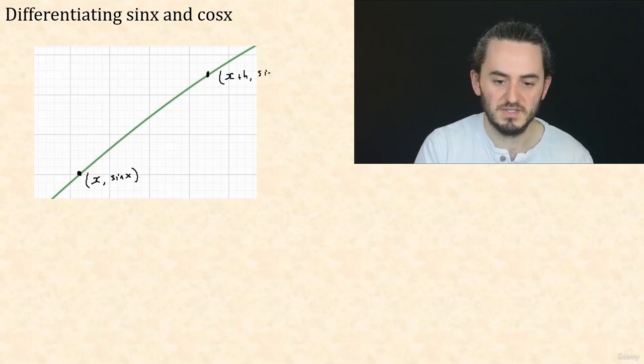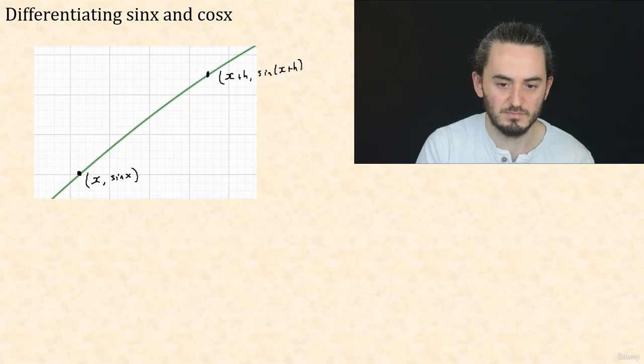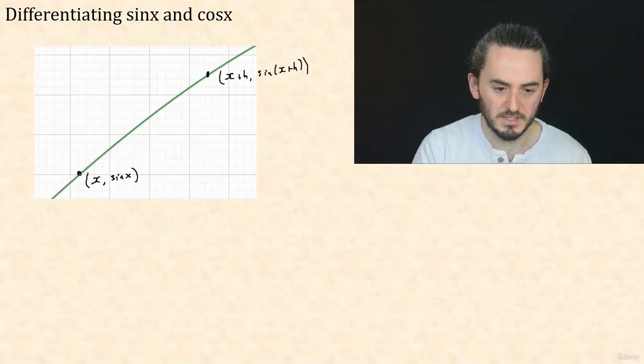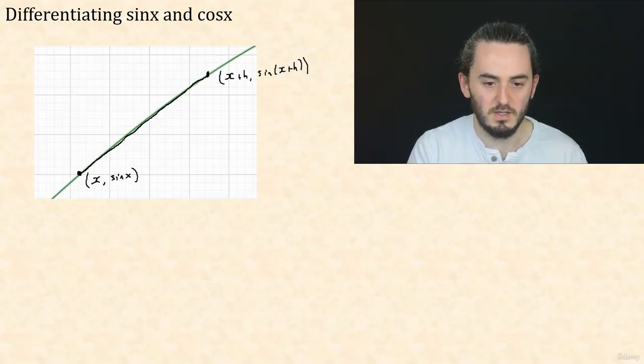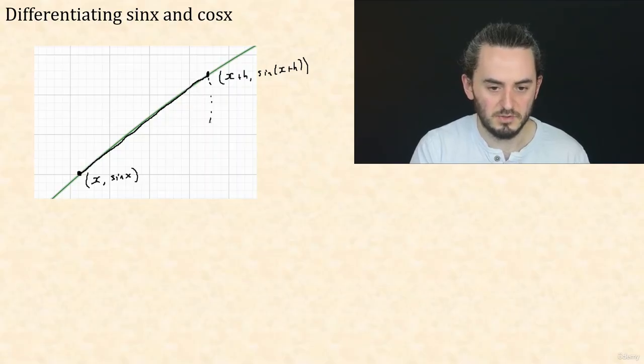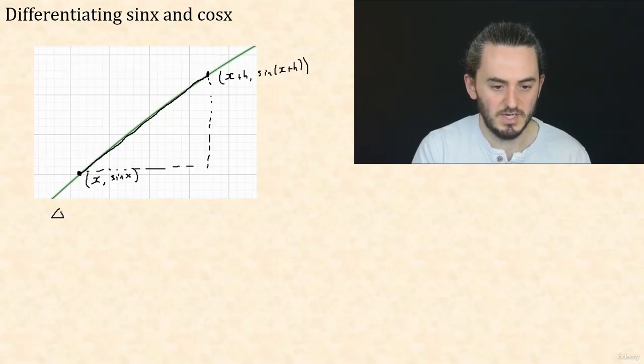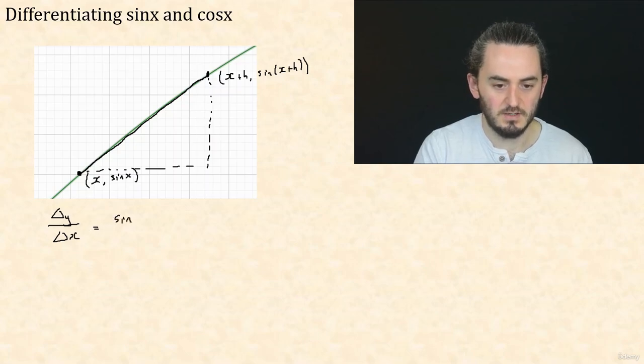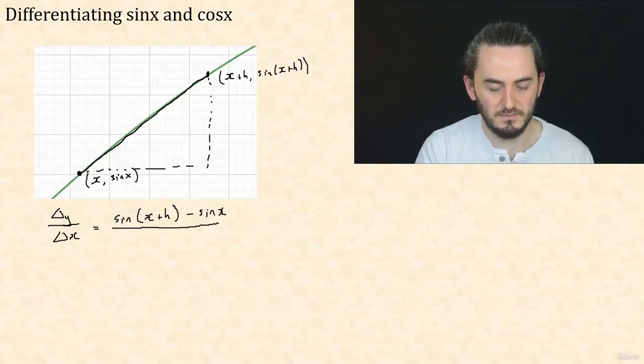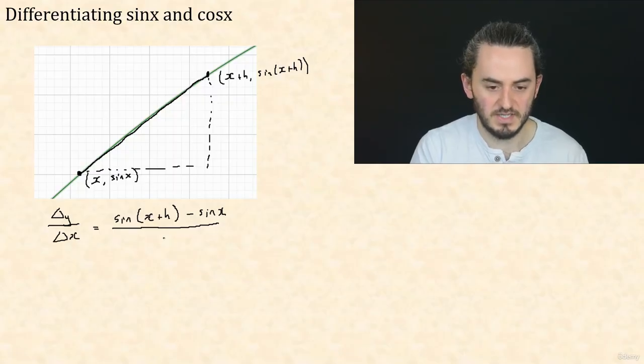Well, the y value there has to be sine of x plus h. And what I'm looking for is the gradient of the straight line that connects these 2 points, which is pretty similar to the green line, but it's not quite. Okay, change in y divided by change in x. So the change in y divided by the change in x is sine of x plus h minus sine of x, and all of that is divided by, well, x plus h minus x is just h.